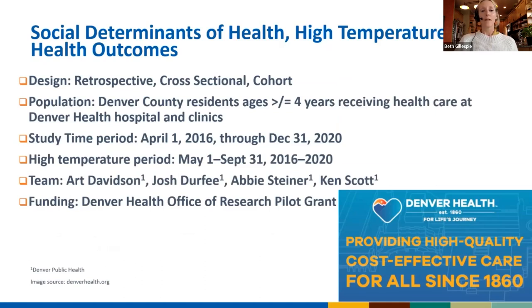So with this in mind, the statistic that Ari showed of the 67,000 heat-related illnesses really being an underestimate, I'm looking into working with a team to look into these issues with the help of the electronic data record, which is something HRSA folks probably live and breathe every day. So my study is titled The Social Determinants of Health, High Temperatures, and Health Outcomes. And this is a retrospective cross-sectional cohort study looking at the population of Denver County that is served at Denver Health and aged 4 years and older. The study spans 5 years and focuses on the high temperature periods between May and September from 2016 to 2020.